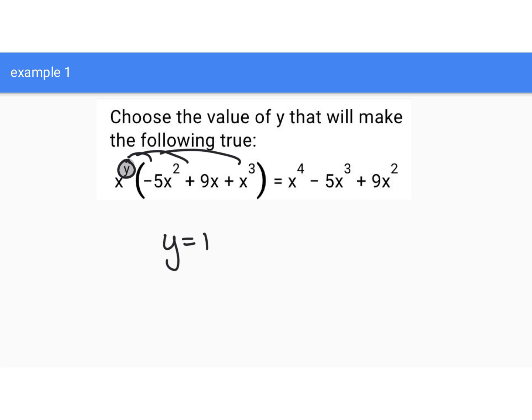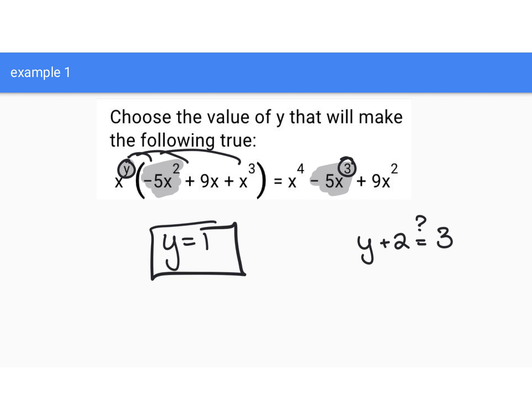And I'm going to confirm my logic with the next multiplication. So right here I have a negative 5x cubed in this term. So I'm going to multiply by the second highest, which would be right here. If I multiplied x to the y power times negative 5x squared, and I want to keep the x and add my exponents, what value would y have to be in order for it to equal this 3? And again, it would have to be 1, so that confirms my logic. I know that y must be 1.